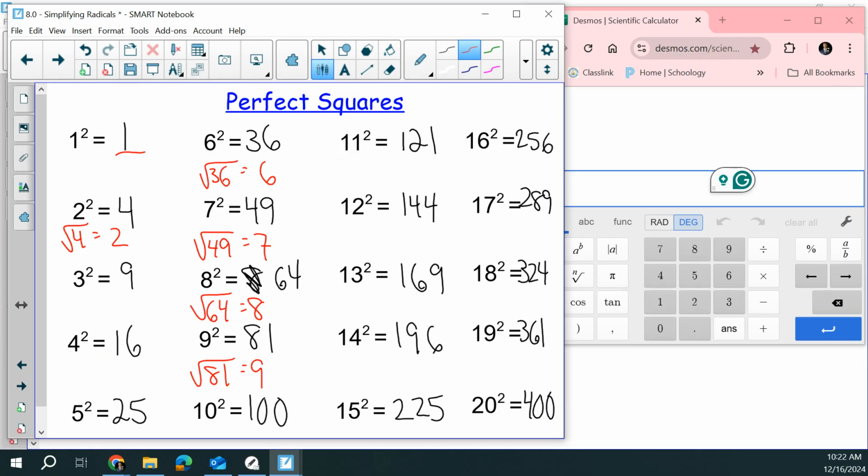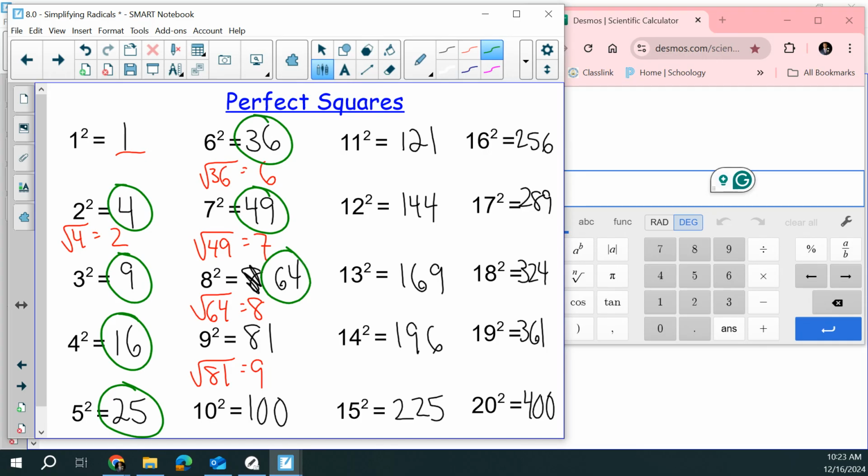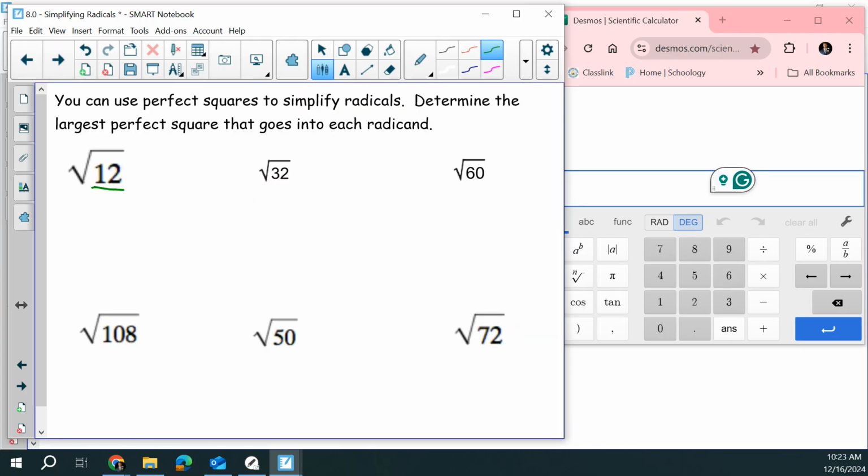What you're going to do is start at your smallest perfect squares. Again, my perfect squares are 4, 9, 16, 25, 36, 49, 64. I'm going to see if any of those numbers go into the radicand evenly. The radicand is the number underneath the square root symbol. So I'm going to see what is the biggest perfect square that goes into 12. All you have to do in your calculator is start at the bottom.